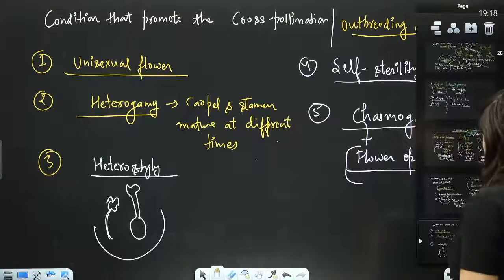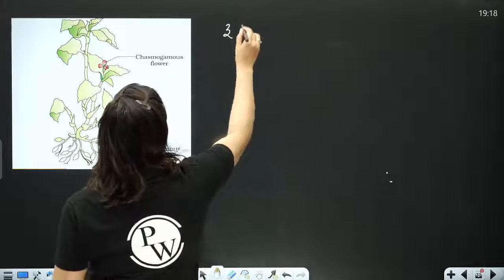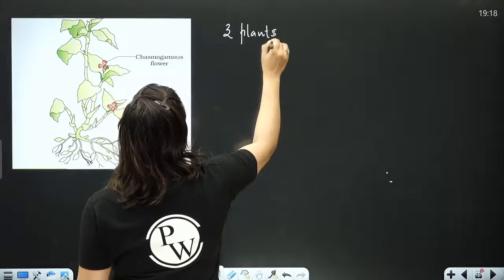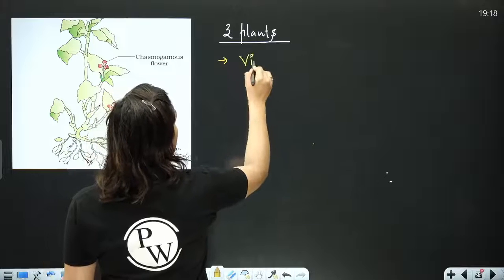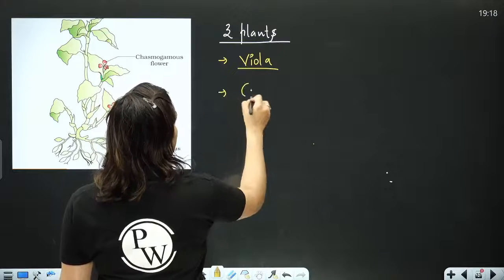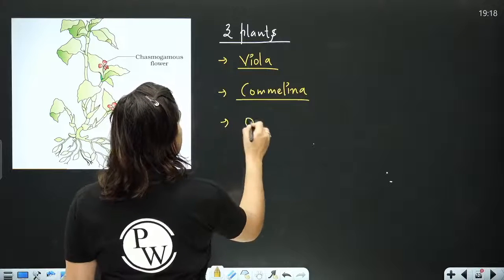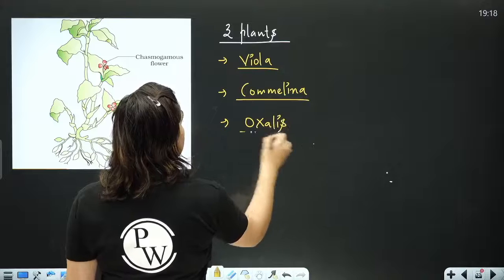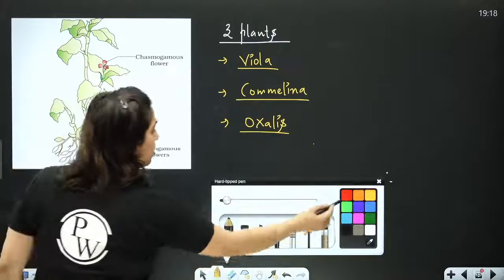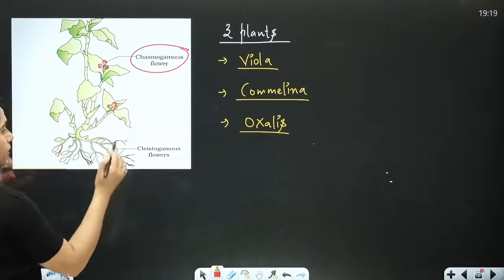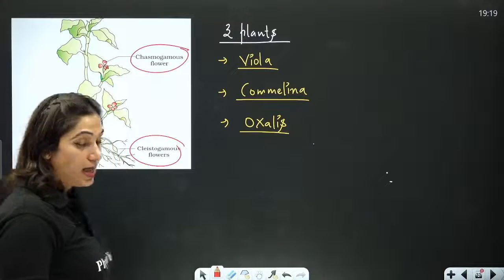Now in NCERT, there are three plants given which have both types of flowers in them, cleistogamous as well as chasmogamous, and the examples are viola, commelina, and oxalis. In all these three plants, they have both kinds of flowers on them. They have chasmogamous, which get opened up, as well as cleistogamous, which do not get opened up.